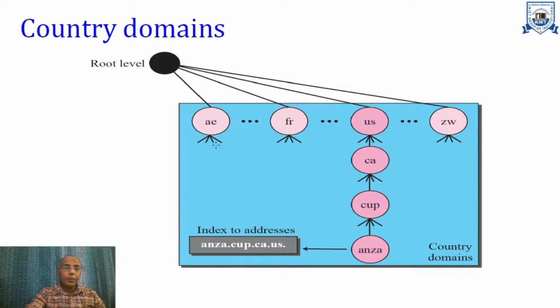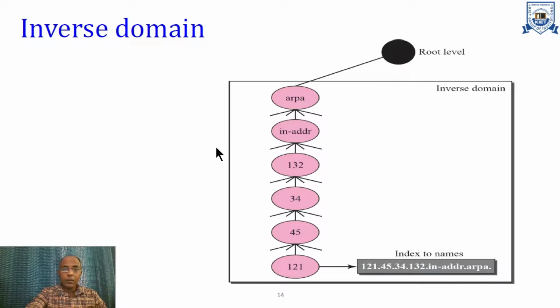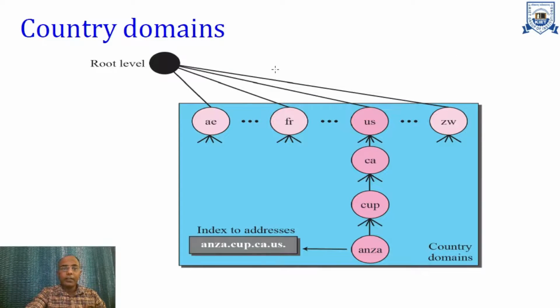Now, what are country domains? As the name specifies, the country domain simply tells us which country my particular domain name is related to. For example, .in is for India, .pk is for Pakistan, .us is for USA. There are multiple different country names that can be used as a country domain.